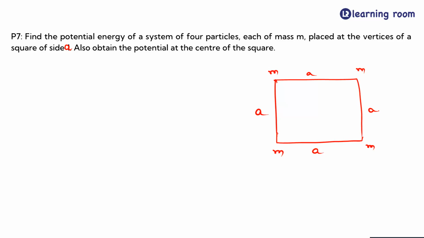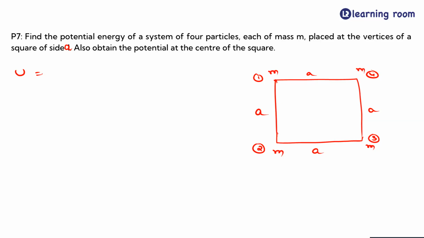Find the potential energy of the system of 4 particles, each of mass m, placed at the vertices of a square of side A. So if I take this to be the first, second, third, and fourth. Before I start, did anyone get the answer for the potential energy of the system? Minus 4 Gm square by A. I expected this. That is only a part of the answer. I'll tell you what you missed.